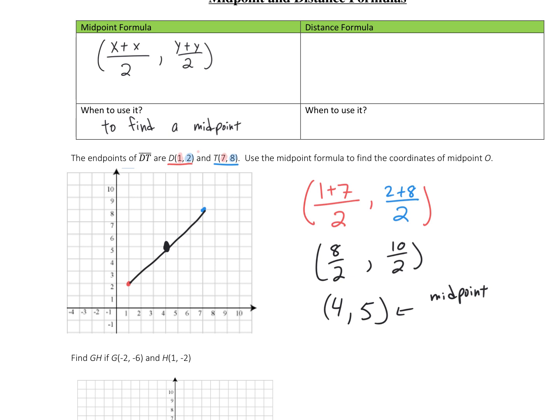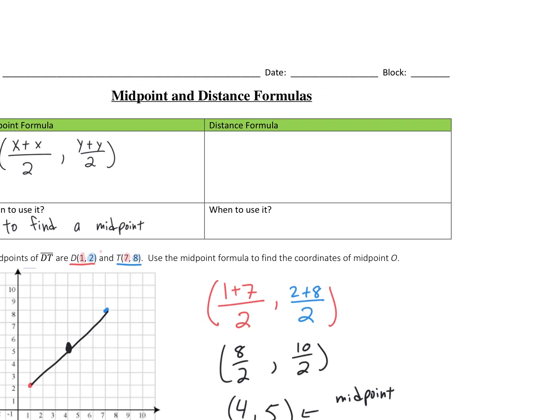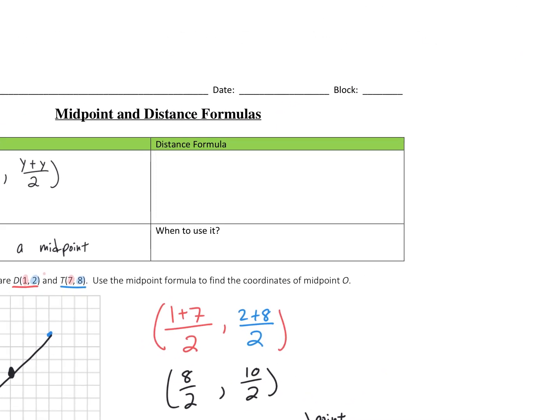All right, that's our first formula. Let's look at the other one. This one's called the distance formula. So here's what it looks like. It is d equals the square root of x minus x squared plus y minus y squared. Okay, so that is the formula. And guess what? When do you use it? To find a length or a distance.